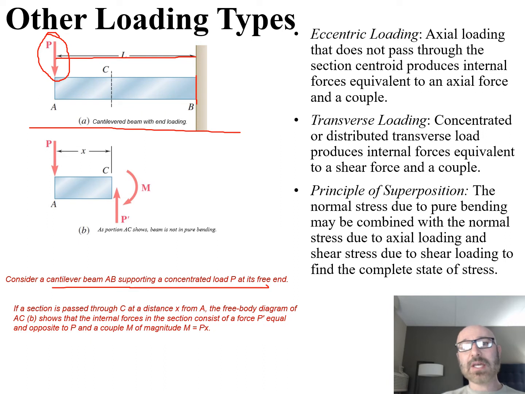And then what we can see, if a section is passed through at C, so where is our section passed through at C right there, at some distance X. This is measured from A, which is the end point over here. So this is the distance X that we're talking about right there, as we can see down here.